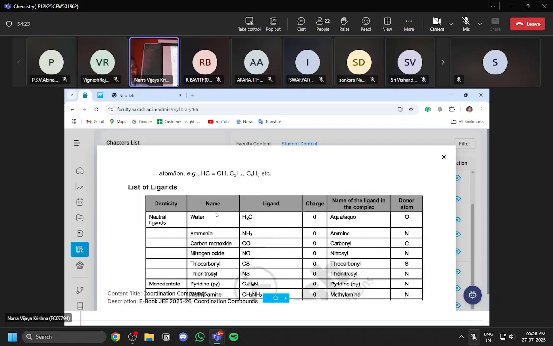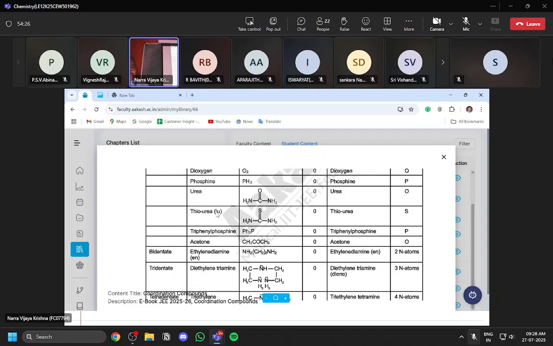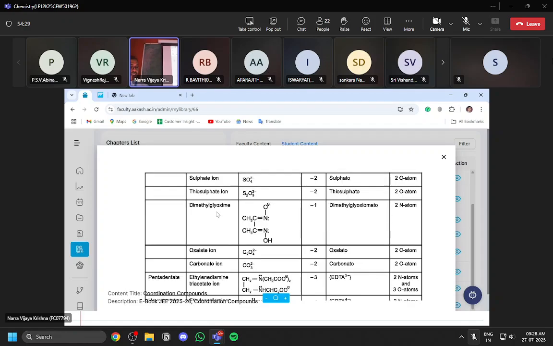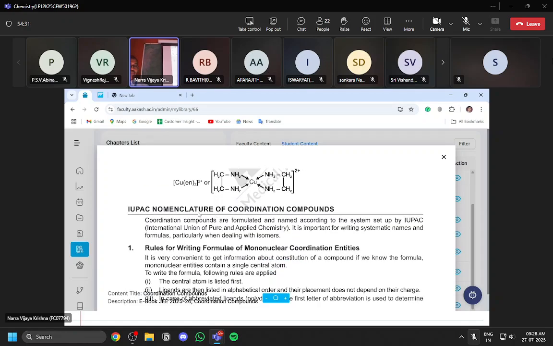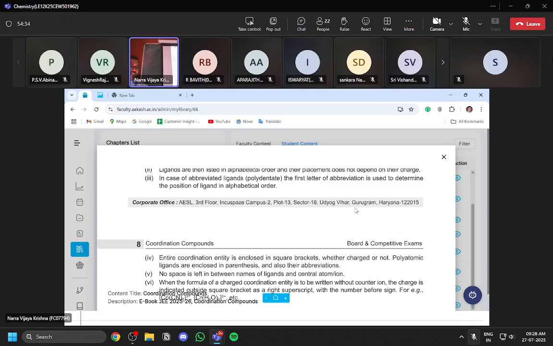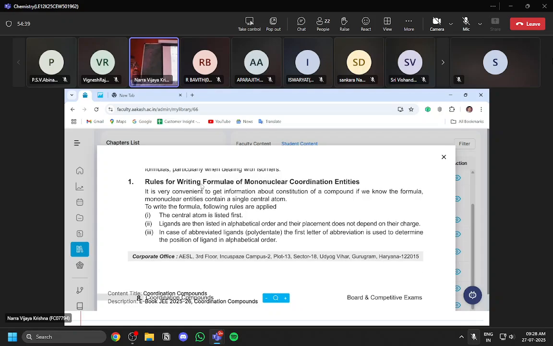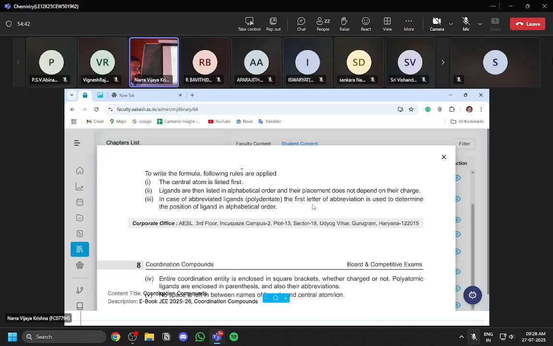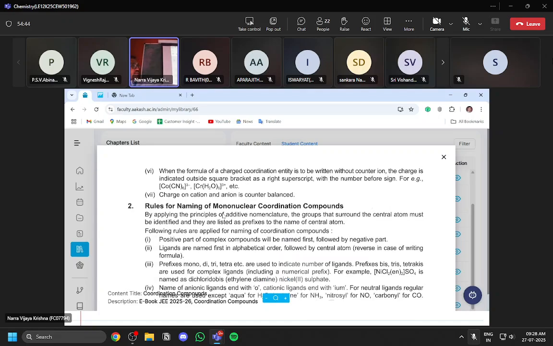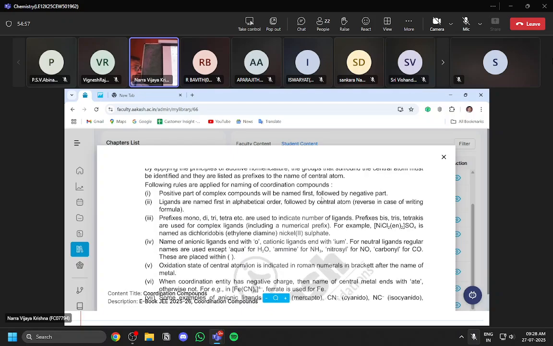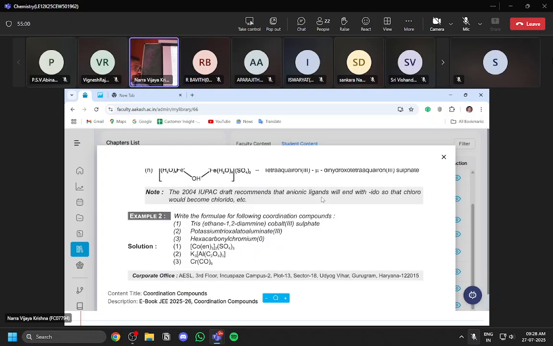Flexidentate, sigma donors, right? Sigma donor, pi acceptors, pi donors. Now they have given a list of names of a few ligands. Then IUPAC nomenclature of ligands means complexes. This part also over, right? They have given to write formula from name, with some rules. Then name to formula, so both we combined and written as a single list. We kept all those rules in the same list. Then they have given some examples.